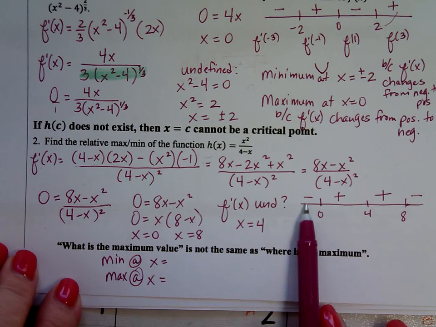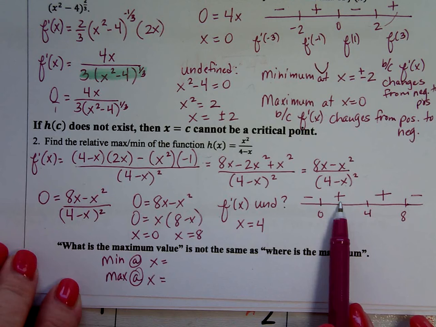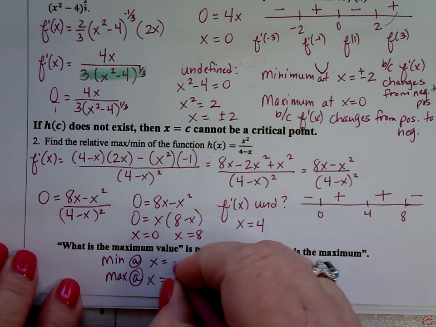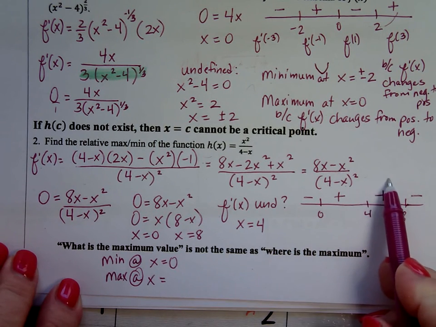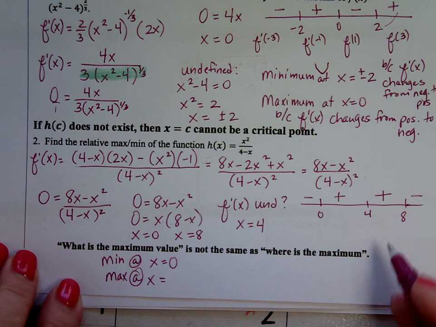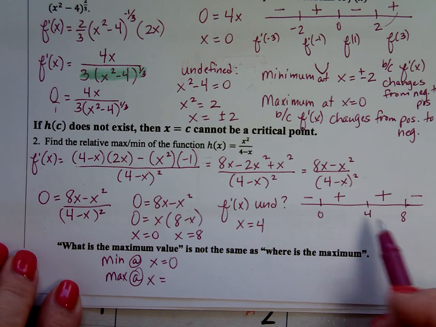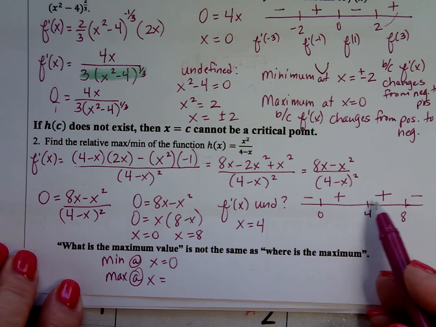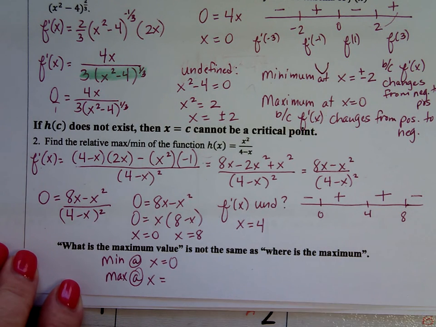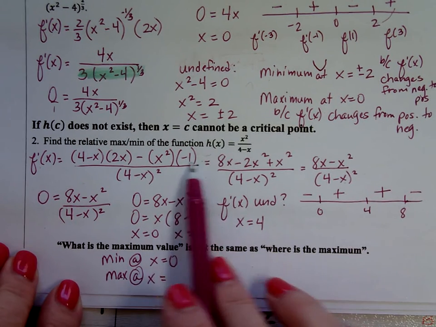So first I'm decreasing and then I'm increasing. There's a minimum at x equals 0. Then I'm increasing and still increasing. So there's nothing. That means it's not an extreme value because it has to change from positive to negative or negative to positive. So 4 is a whole lot of nothing to us in looking at the extrema.